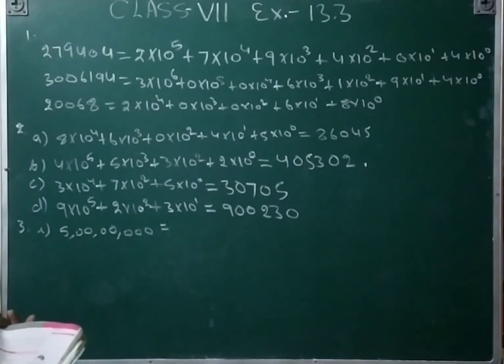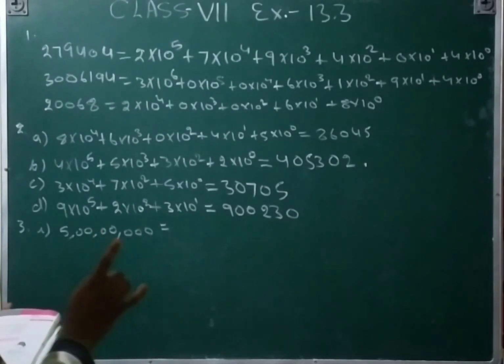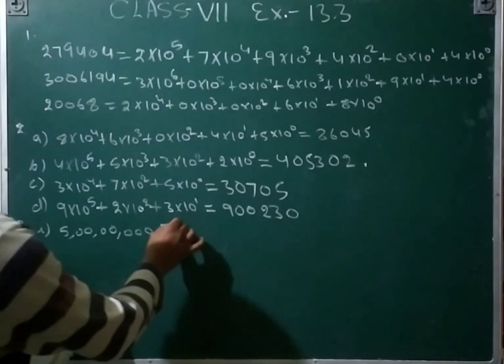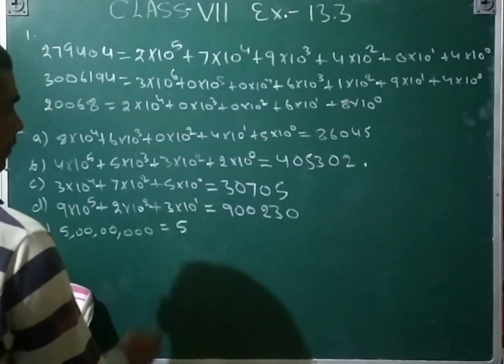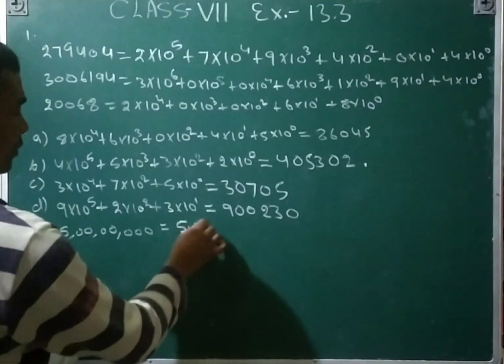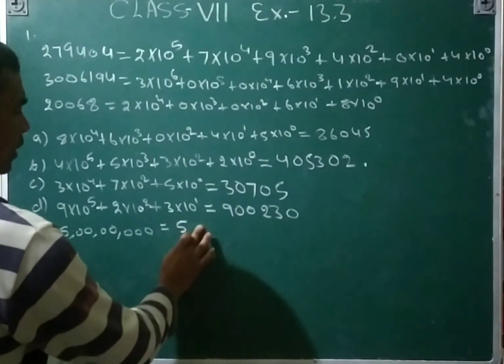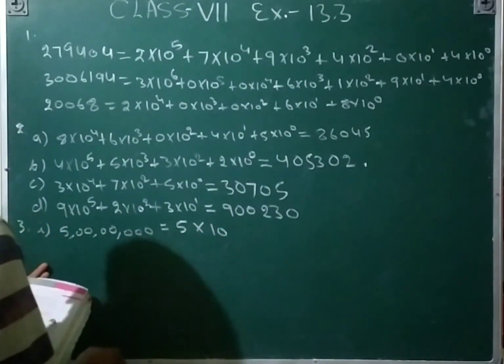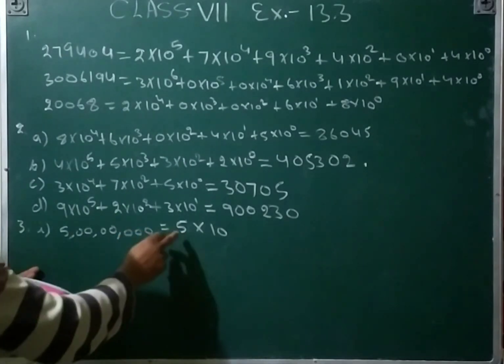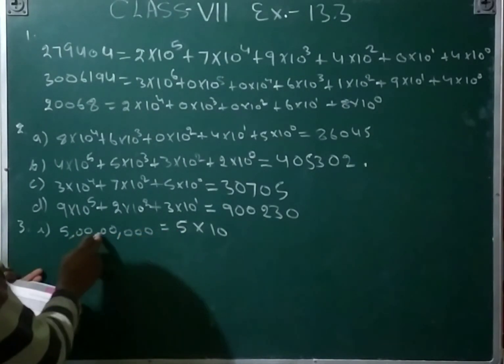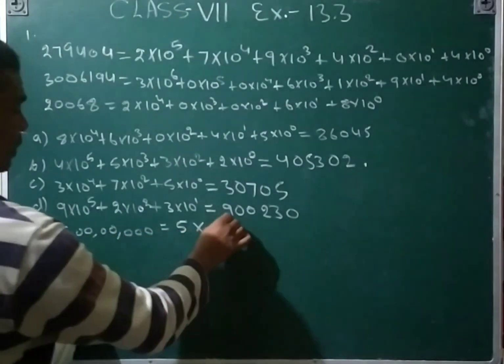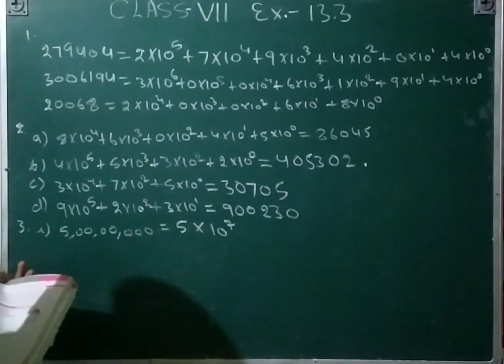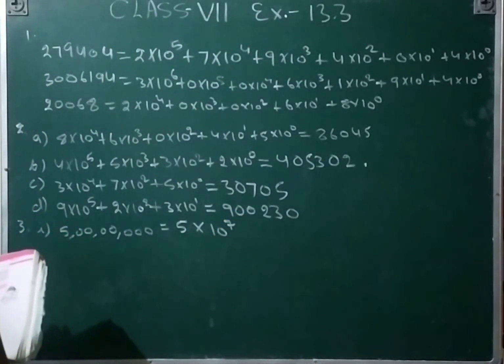Standard form is, before the decimal we will write only one natural number, that is 5. Before the decimal, no need to write the zeros because no natural number is there, and then multiply by 10. And then after 5, how many digits are there? 1, 2, 3, 4, 5, 6, 7. So we will write the power 7. Similarly, do this one also.